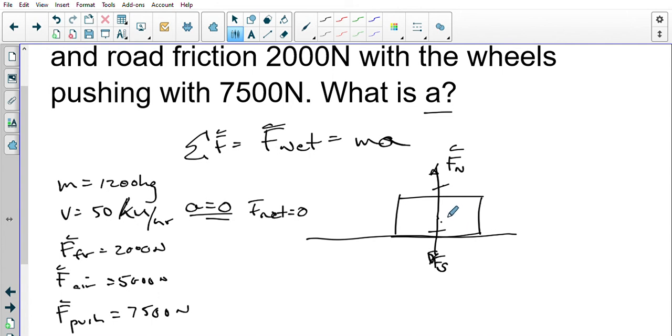What other forces do we have? Well, I'm drawing it in the wrong direction, but that's okay. So I'm going to have a force of friction, which is going opposite to our motion. That's 2,000. We're going to have the force of the air friction, which I call F air, and that's equal to 5,000. And then we have the force of the push, and that's equal to 7,500 newtons. So what we've got here is unbalanced forces.